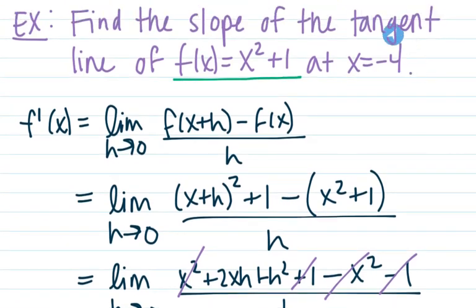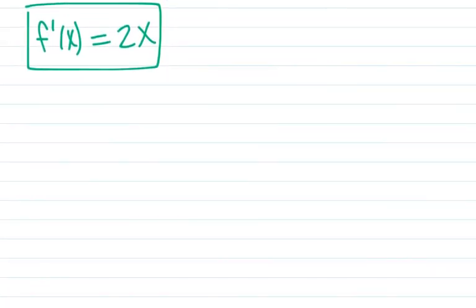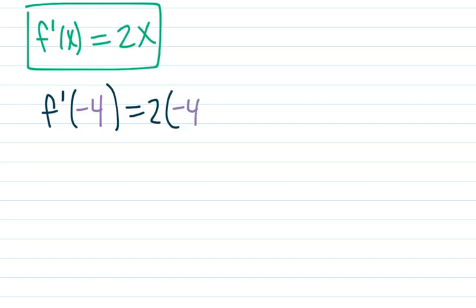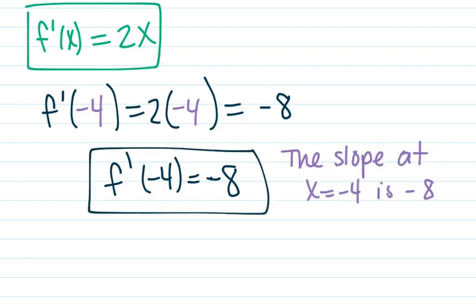Now the x value they've specifically asked about is x equals -4. So now that I have this derivative function, I can actually plug that in. So f prime of -4 is going to give me a slope of -8. So that means that the instantaneous rate of change, the slope of the curve at x equals -4, is -8.